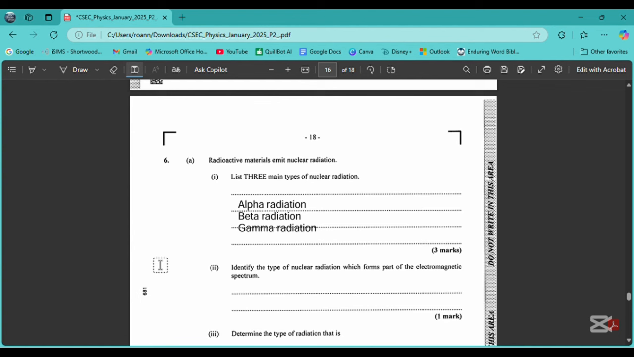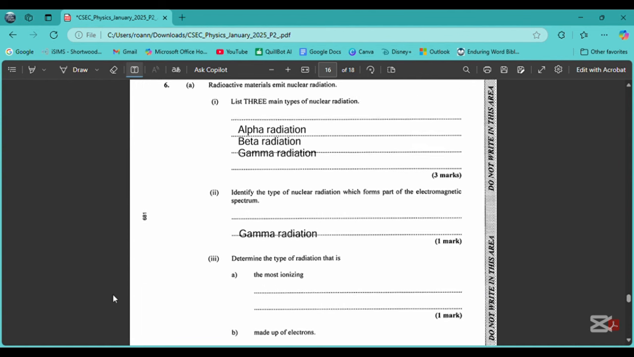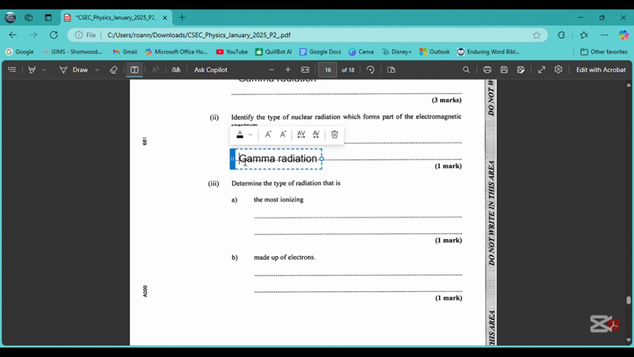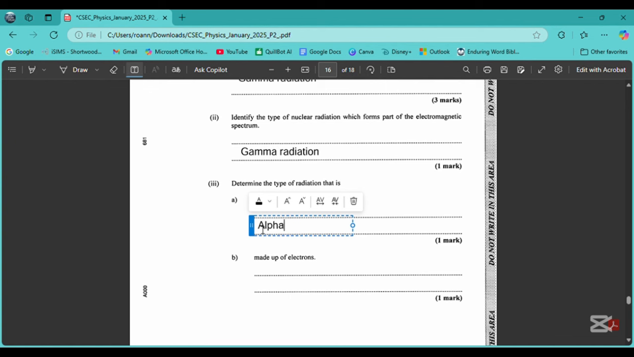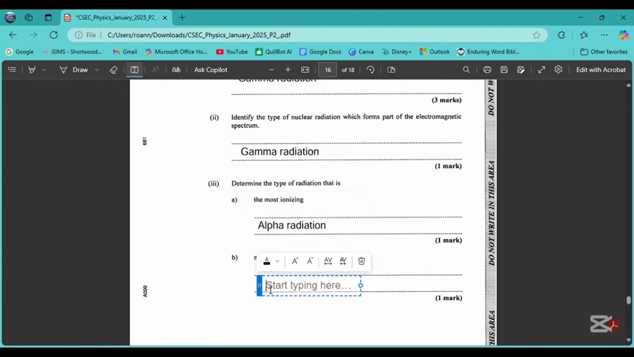Then it says to identify the type of nuclear radiation which forms part of the electromagnetic spectrum. And this would be our gamma rays. So gamma radiation. Determine the type of radiation that is A, most ionizing, and B, made up of electrons. So the most ionizing would be alpha radiation, and the one that is made up of electrons would be beta.